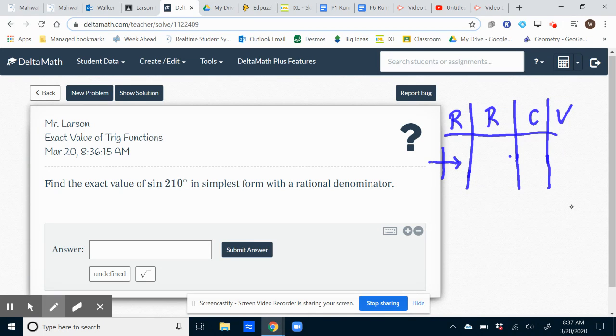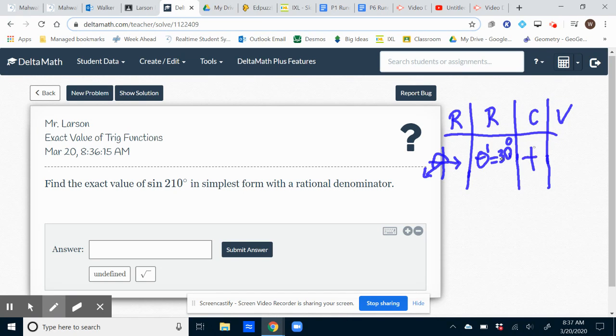210 is greater than 180, but less than 270. Okay, so it's in quadrant 3 there. My reference angle: 210 is 30 more than 180, right? So the reference angle is always the angle between the terminal side and the x-axis. So there, 210 minus 180 gives me 30 degrees.